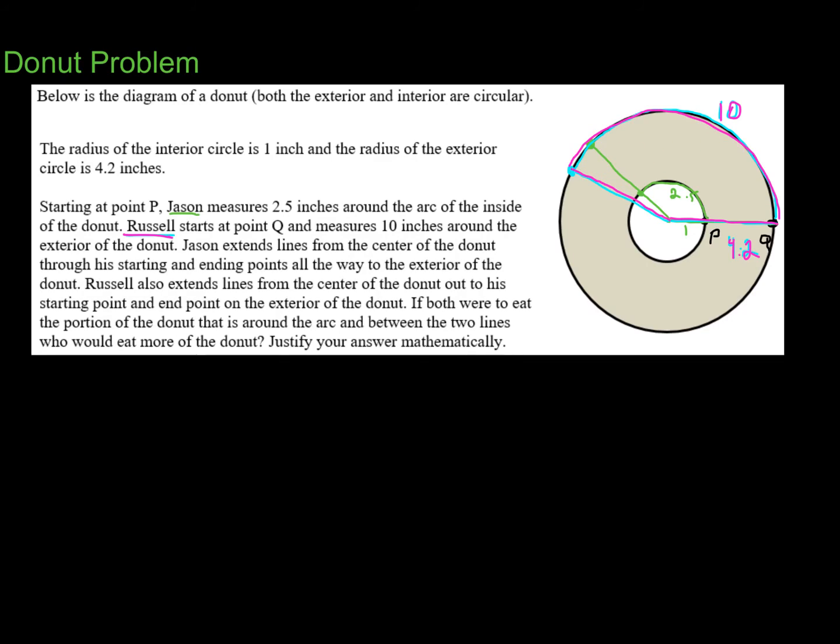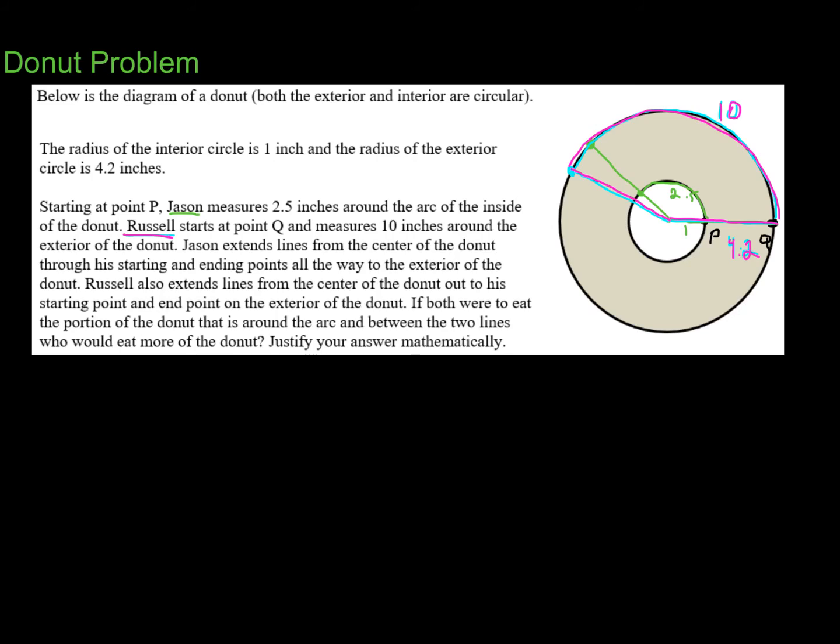So based on our diagram, it's pretty easy to tell that if this was the mathematically exact amount that each ate, that Russell would end up eating more of the donut. Now, how do we actually compare that? What causes Russell, according to our diagram, to eat more than Jason? Well, it's pretty obvious because he has created an angle that is a little bit bigger, right? Whereas, as we can see, Jason's angle is a little bit smaller.